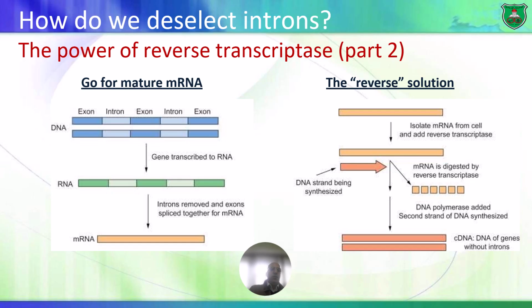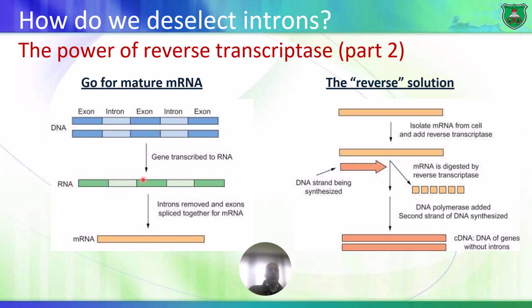Problem number two is that we have introns in genes. So if I want to synthesize DNA from DNA, if I want to synthesize a gene starting with the genomic DNA, I'm going to have a problem with introns. This is the reason why we use mature messenger RNA, meaning a messenger RNA that is polyadenylated.